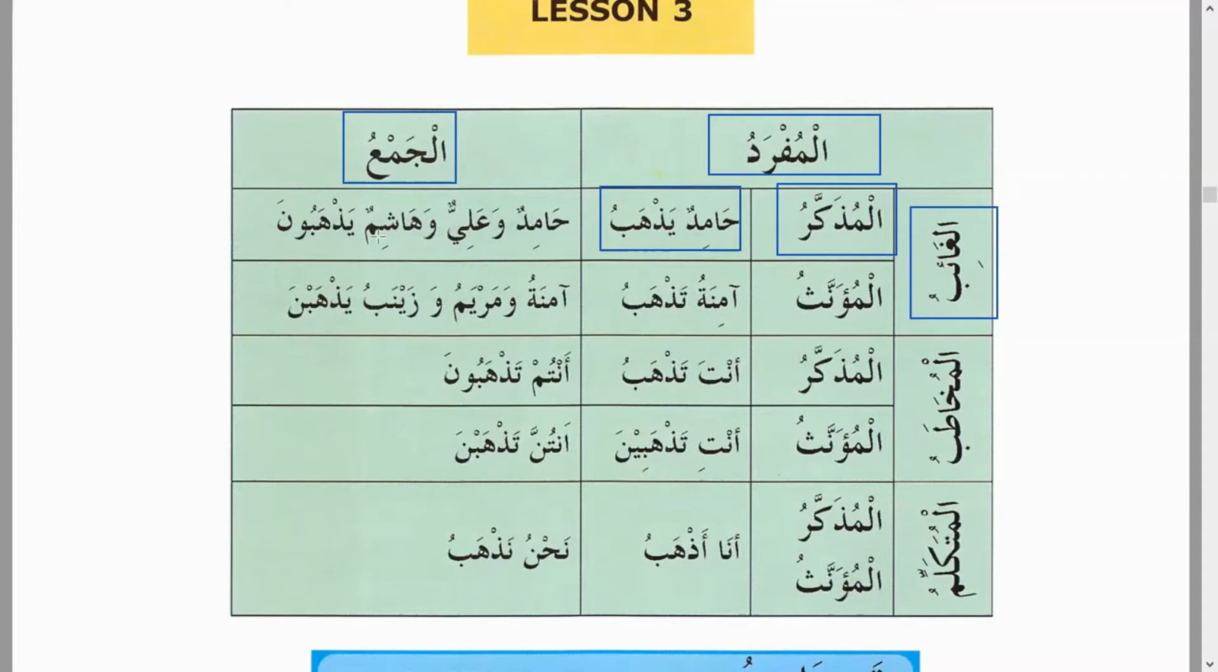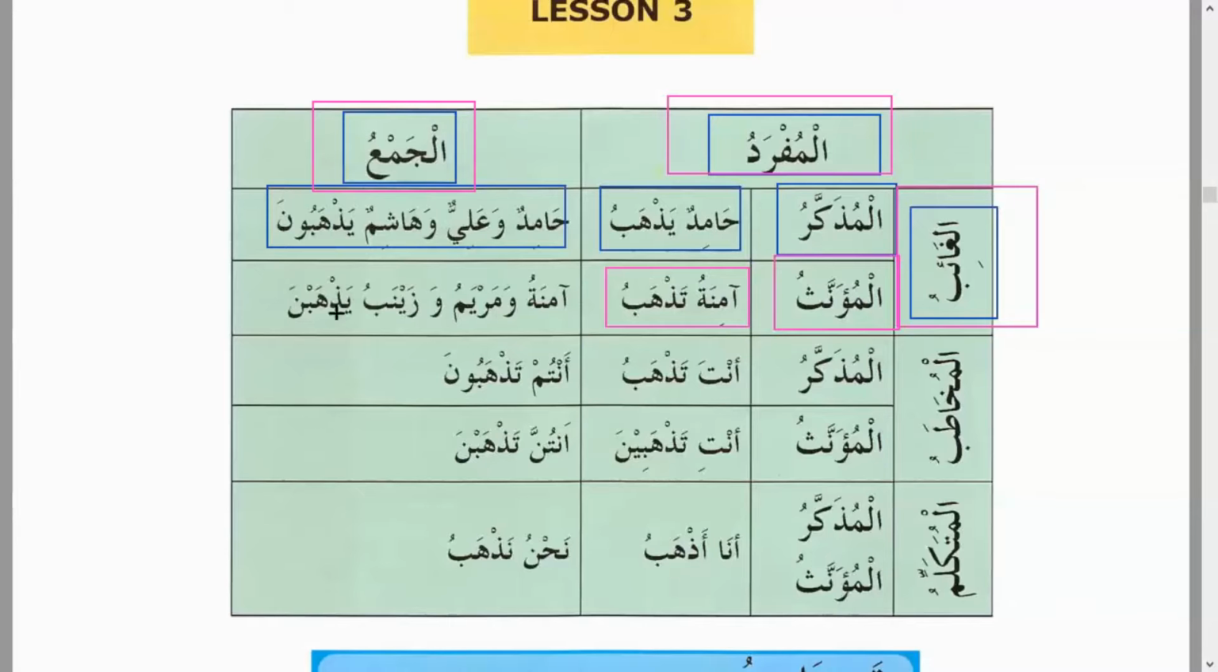Hamidun wa Aliyun wa Hashimun yazhabuna. And for feminine, it is tazhabu. So if it is singular, third person and feminine, it will be tazhabu: Aminatu tazhabu. If it is plural, ghaib and feminine, it will be yazhabna: Aminatu wa Maryamu wa Zainabu yazhabna.